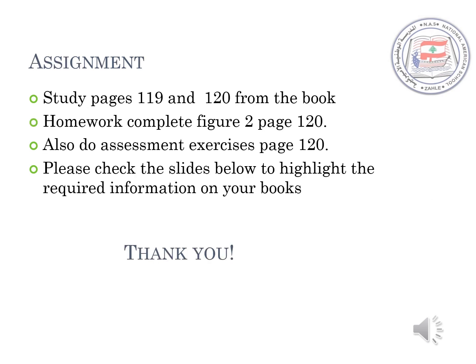As an assignment for next time, please study pages 119 and 120 from the book. Complete figure 2, page 120, and do the assessment exercises, page 120. Please check the slides below to highlight the required information in your books.